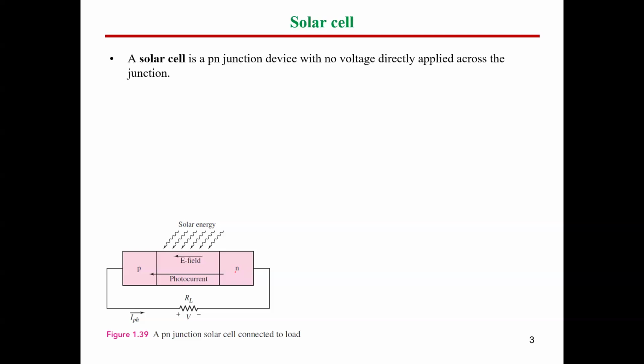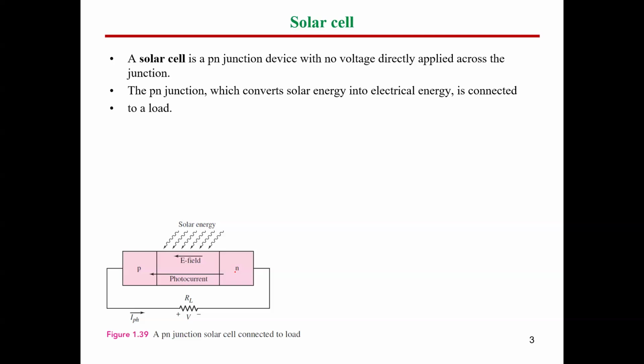Okay, so a solar cell is a PN junction with no voltage directly applied across the junction. We do not apply voltage because the source of energy is not going to be from an applied potential. The source of energy is going to be the light from the sun. The PN junction, which converts solar energy into electrical energy, is connected to a load. Once you connect this to a load, you will create a path for the current to flow, and this will allow you to energize or supply power to the connected load.